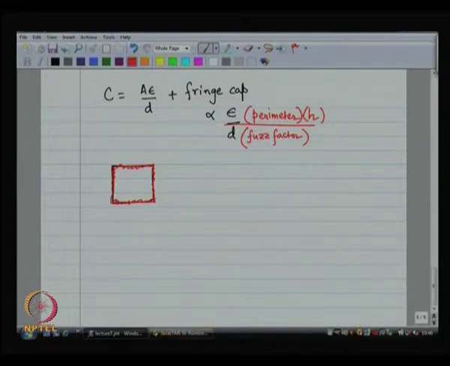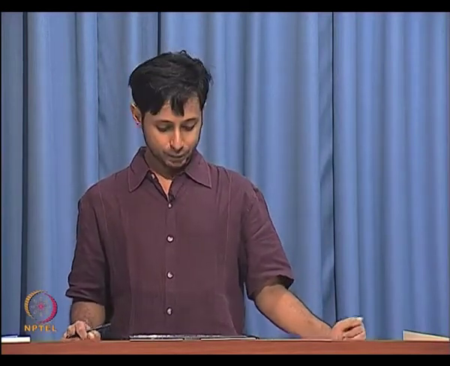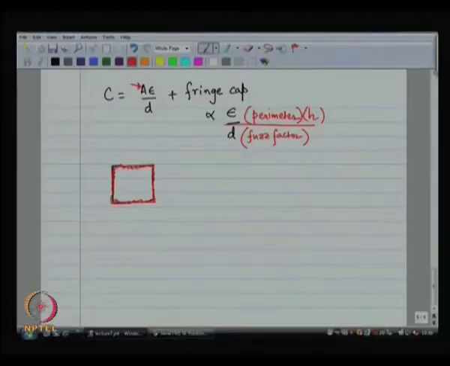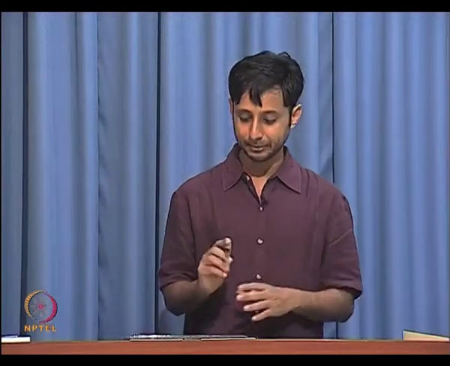So, if you want to match two capacitors, you want to make sure that two capacitors are equal, then what do you have to do? You have to make sure that their areas are equal, you have to make sure that their perimeters are also equal. Okay. If you want to make one capacitor double the other, then you have to make sure that the area is double as well as the perimeter is double. It is not easy. Okay. It is not easy to make sure that both area and perimeter are double.